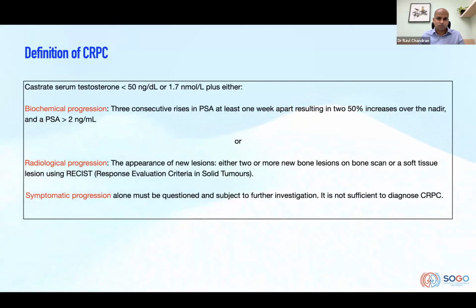One thing to notice here in the definition of CRPC is that the radiological progression is assessed using a bone scan, and the soft tissue lesions are assessed using cross-sectional imaging like CT or MRI. They don't include PSMA PET CT here, whereas in India we've been using PSMA PET CT, which is freely available. So PSMA PET CT is not a part of the definition of CRPC. We will be looking into this aspect later in the clinical discussion part.